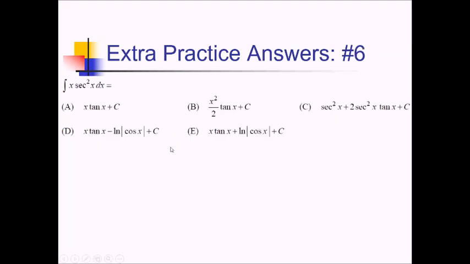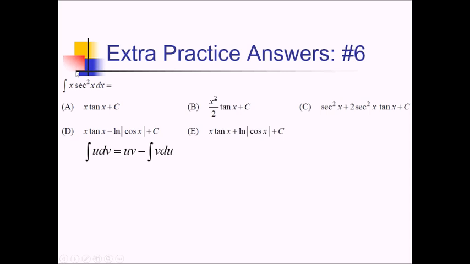For this one, I'm trying to take the antiderivative of x times secant squared of x dx. Now, this is one where we can't really use substitution or anything else that is going to resolve this quickly. So we're going to have to resort to integration by parts. So that'll be the integral of u dv equals uv minus the integral of v du. We have to pick u and dv in the beginning.